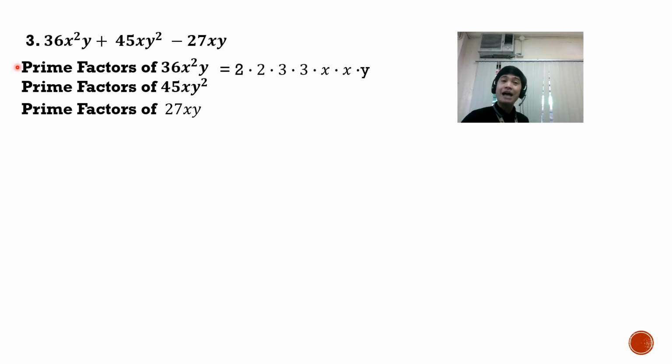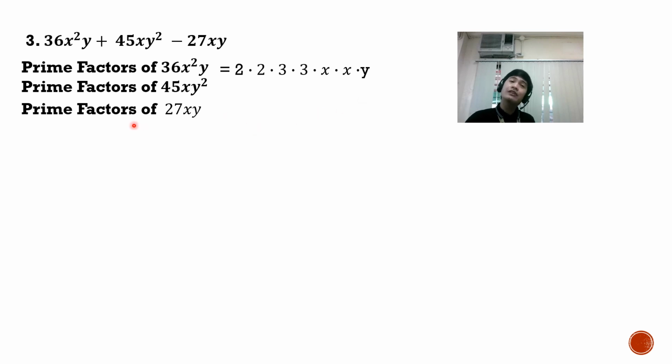So on the first example, on the first expression, the prime factors of 36x squared y will be 2 times 2 times 3 times 3. So lahat po yan, yung apat na numero na yan, ay mga prime numbers. So 2 times 2 is 4, times 3 is 12, times 3 is 36. So gumamit lang tayo ng prime factorization nung elementary tayo. X squared meaning twice i-multiply si x. So that's x times x. And then copy y, kasi isa lang naman yung y.